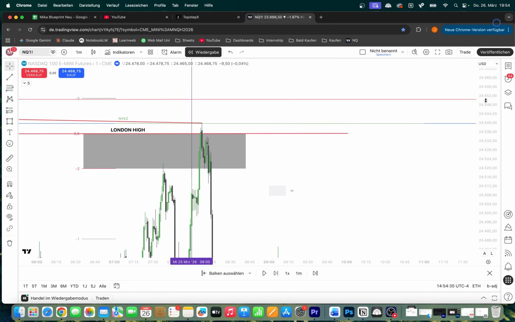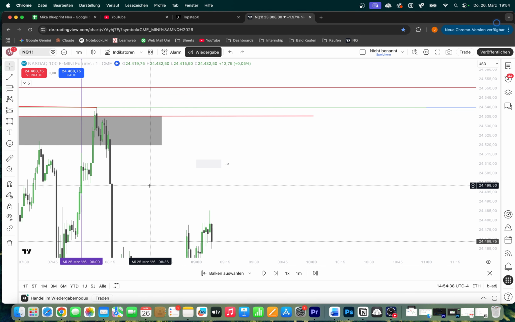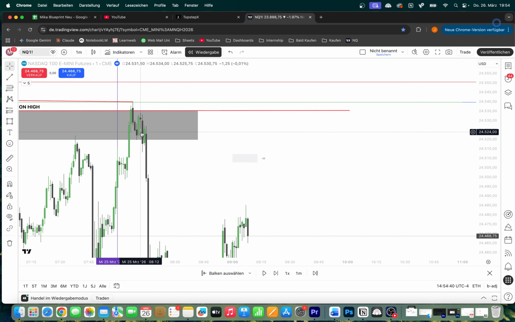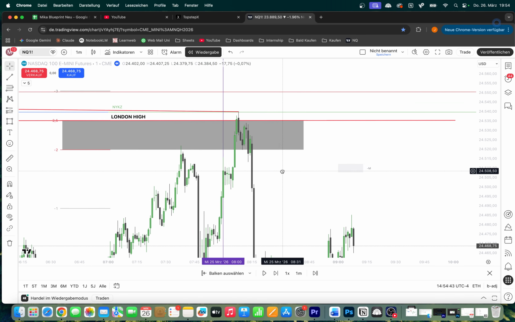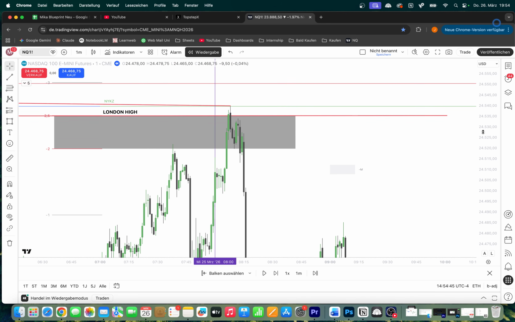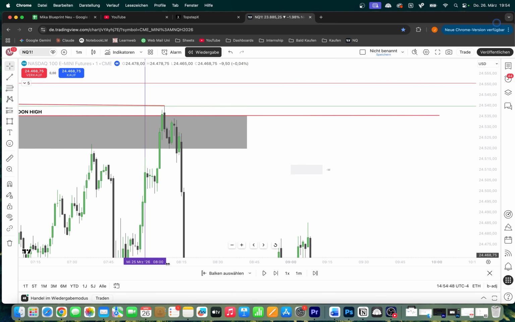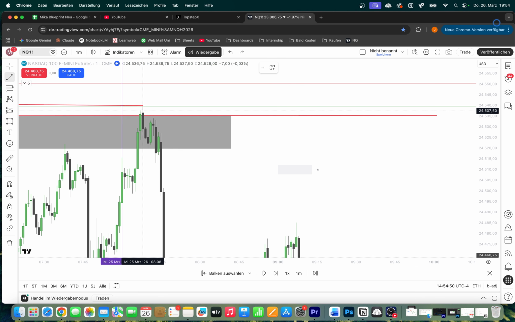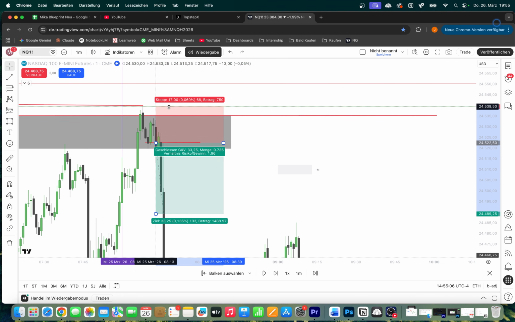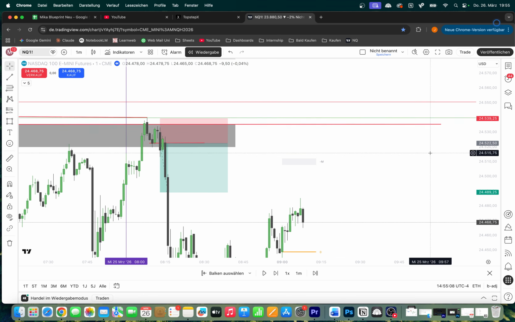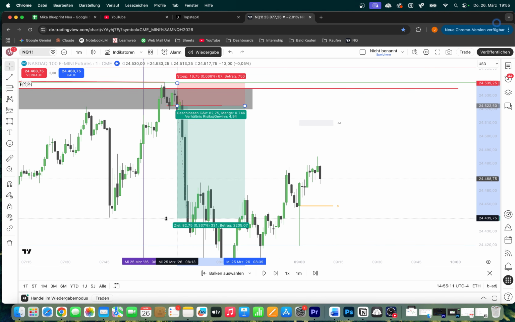Normally I'm using breaker blocks, inversion fair gaps or fair value gaps as an entry, but here there was nothing, and I really wanted to get in because I think this is an A+ setup. So I decided: we had a bearish close here, then a small up move, and once we close below this last leg up, I want to open a short position. So I placed my order somewhere here, stop loss above this high, and my target was this low here.